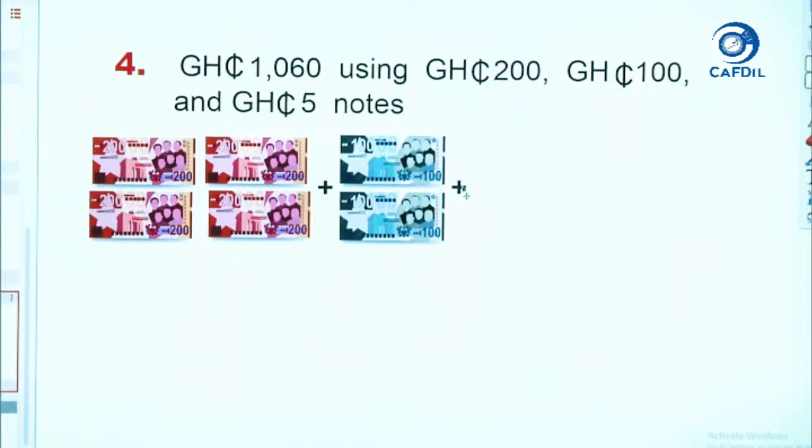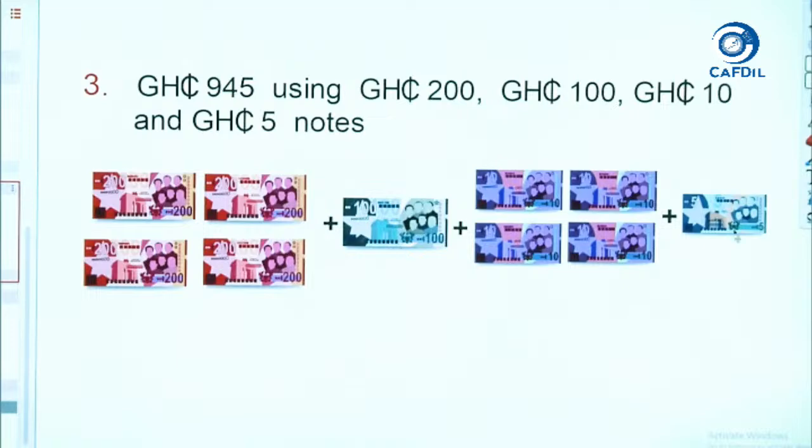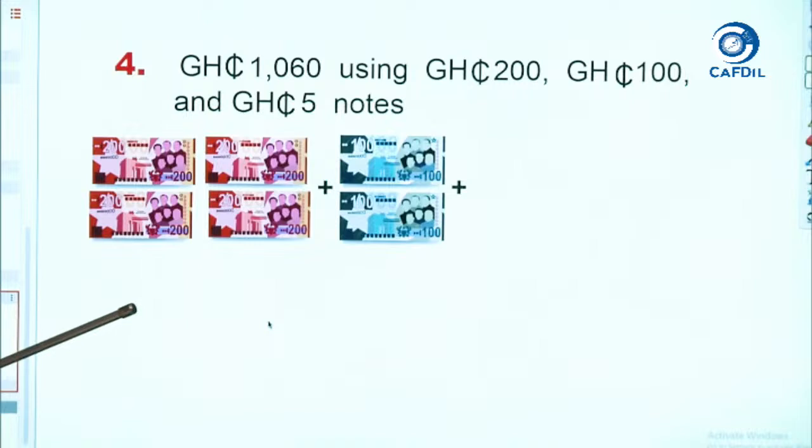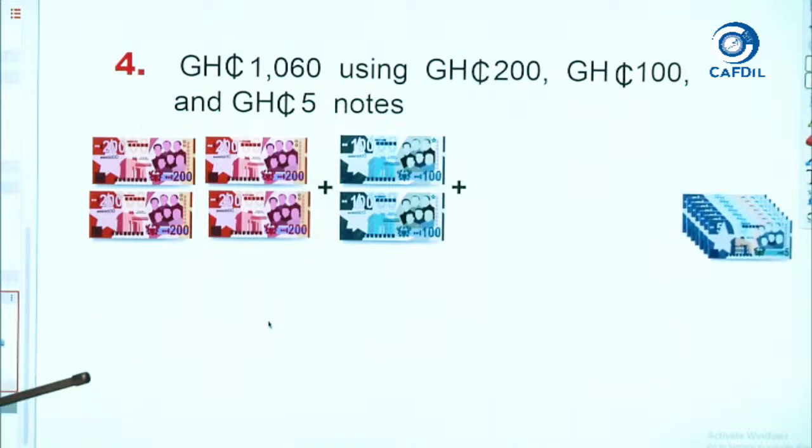How do we get the 60 cedis? The 60 cedis, we are going to use the 5 cedis notes. How many of the 5 cedis notes will make 60 cedis? It means we are going to use 12 of the 5 cedis notes. Learners, I'm going for my 5 cedis notes. And how many of the 5 cedis notes? 12 of them.